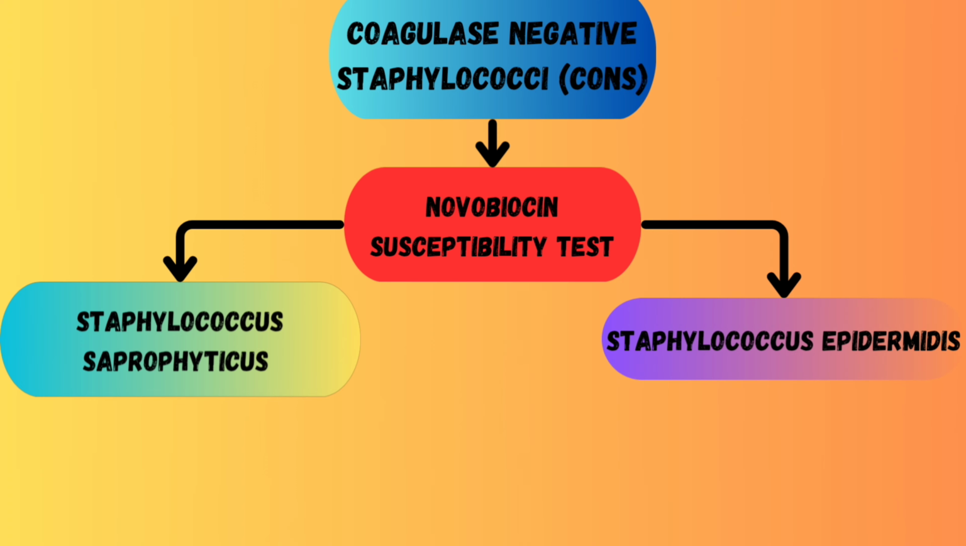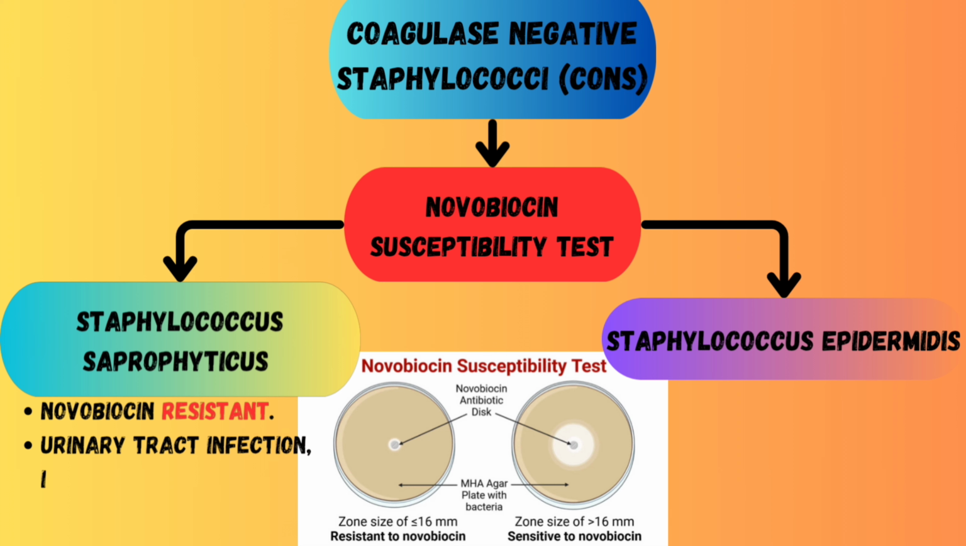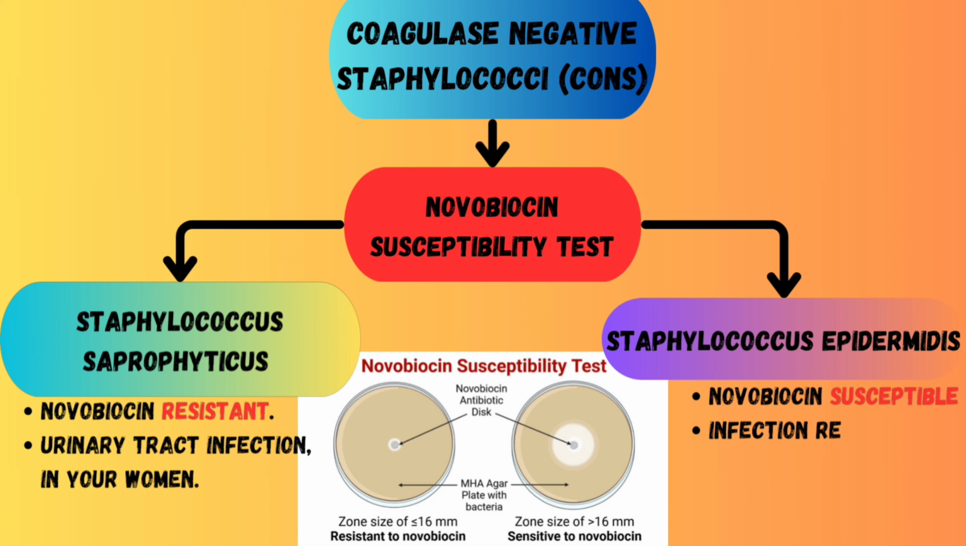Staphylococcus epidermidis is susceptible to novobiocin, whereas Staphylococcus saprophyticus is resistant to novobiocin. Staphylococcus saprophyticus is primarily associated with urinary tract infection, particularly in young women, while Staphylococcus epidermidis is more commonly linked to infection related to medical implants.